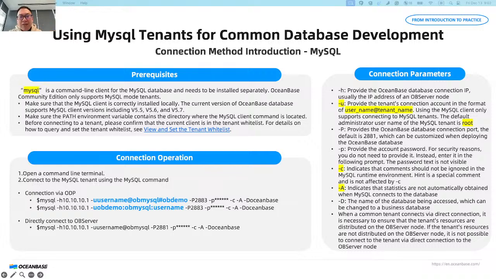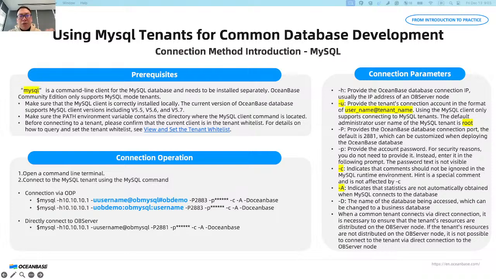Make sure the path environment variable contains the directory where the MySQL client command is located. Before connecting to a tenant, please confirm that the current client is in the tenant whitelist. Below are the examples of how to use MySQL to connect to OceanBase. One is the connection with ODP. The other one is directly connecting to the OB server.